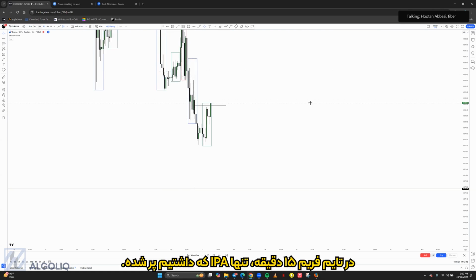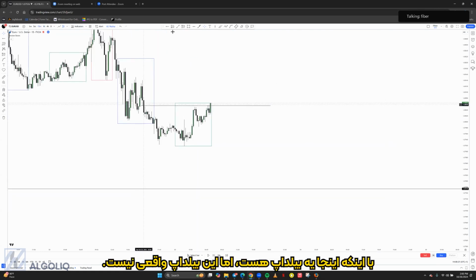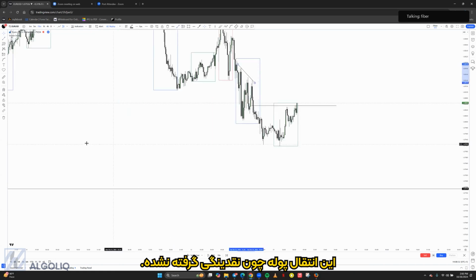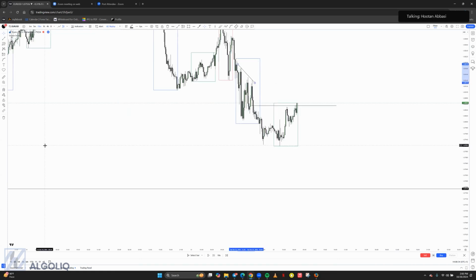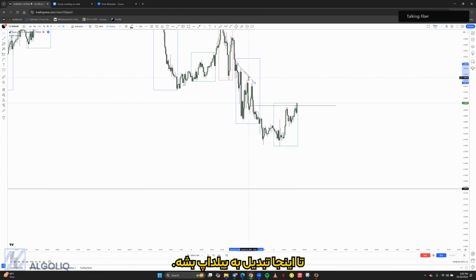On the 15 minutes time frame, the only IPA we have has been filled. Even though you have a build up right here, this is not a build up. This is a transfer of money because liquidity has not been taken on the left down here for price to push higher for this to become a build up.